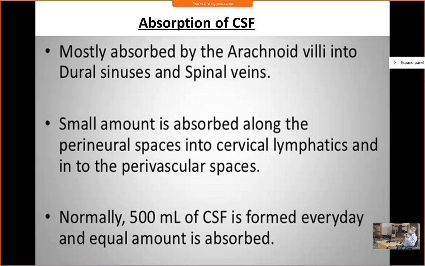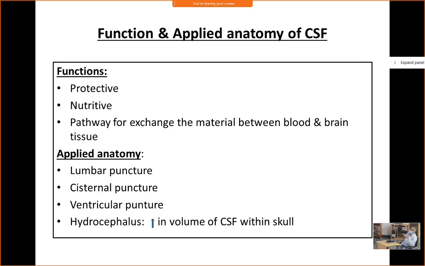Normally 500 ml of CSF is formed. This is not 500, actually it should be 500 ml formed every day, and an equal amount is almost absorbed.